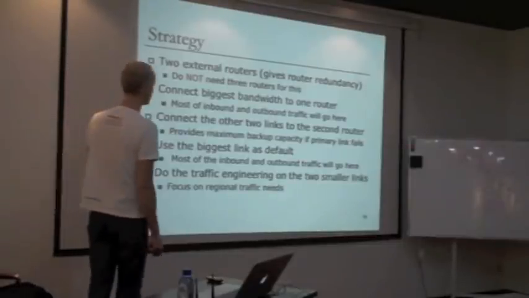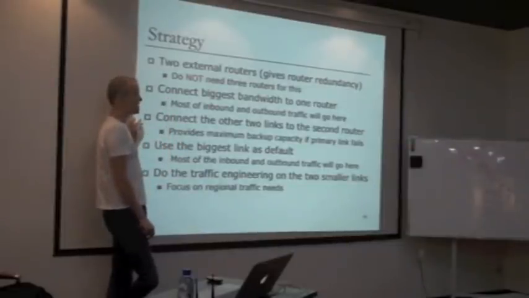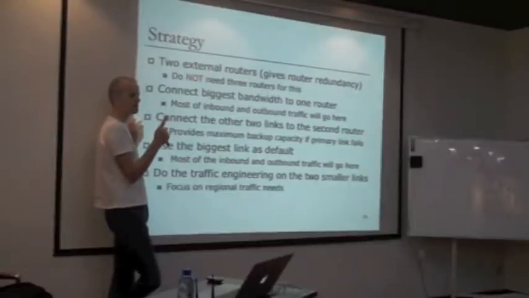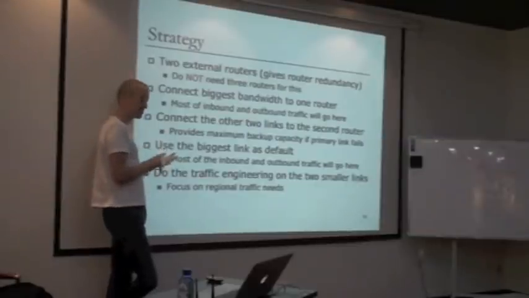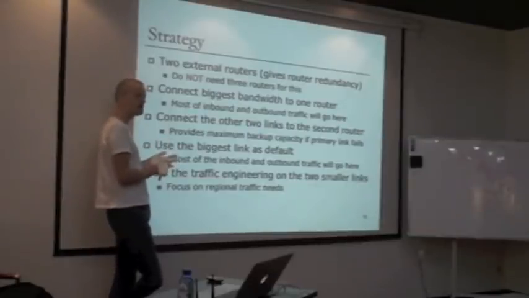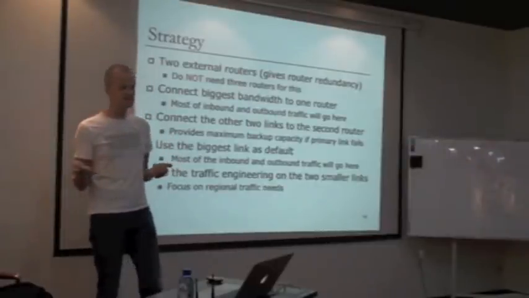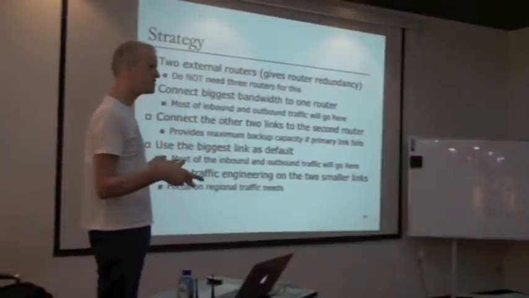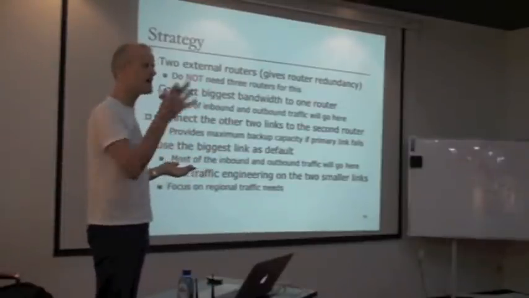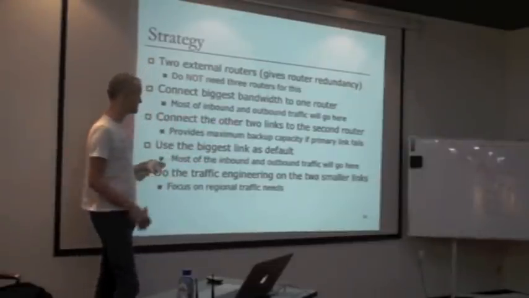So 2 external routers. We connect the biggest bandwidth to one router. So the 16 meg connection goes to one router. The other router takes the other 2. So the 8 plus the 4 make 12. So we've got the 12 meg on the other router. So that way, if one link fails, one router fails, then at least we have almost half our bandwidth available for the backup. Okay?